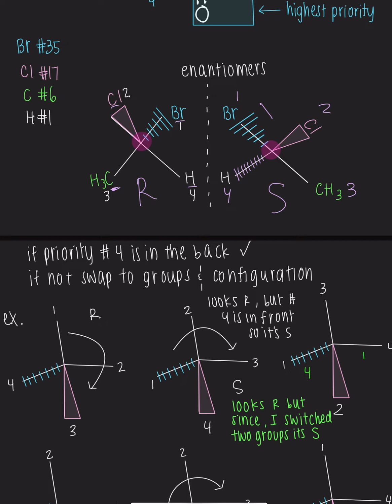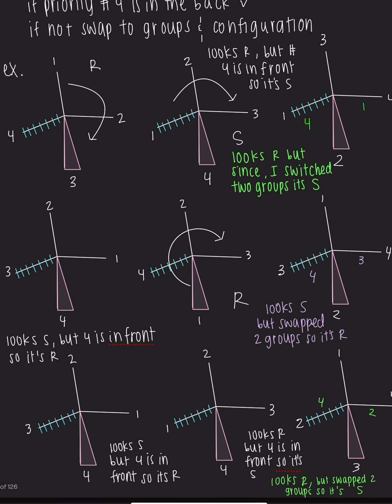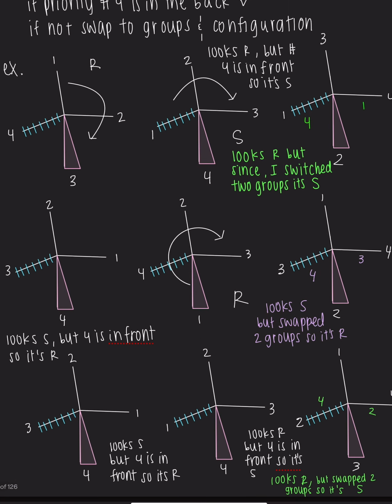Okay? If that didn't make sense to you, we have practice problems at the bottom. That's what we're going to be doing right now. So again, you have 1, 2, 3. It looks like it's going to be an R, but 4 is in the front, so it's going to be an S. Bold is front, just FYI, and dashed is in the back.